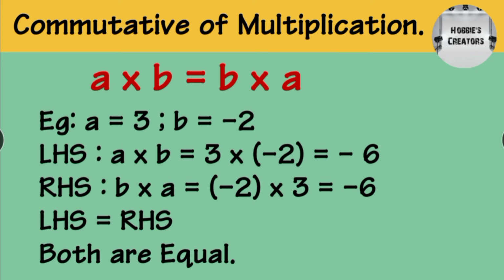So see here, commutative of multiplication: a multiplied by b is equal to b multiplied by a. We can see this by an example, where a is 3 and b is minus 2. First we can do the left hand side, a multiplied by b. So 3 multiplied by minus 2 gives you minus 6. Then the right hand side, b multiplied by a. So minus 2 multiplied by 3, which is equal to minus 6. See, both are equal. So commutative of multiplication is satisfied.